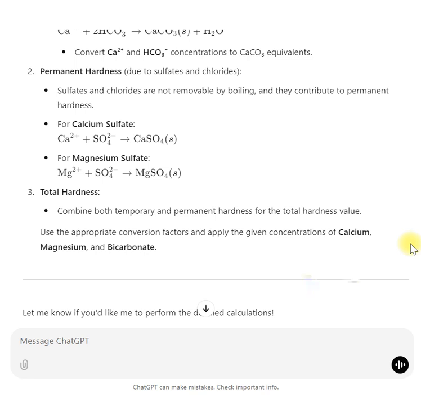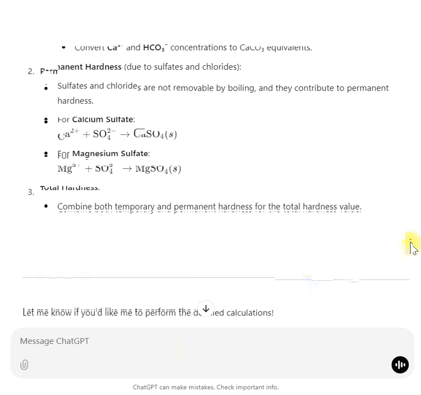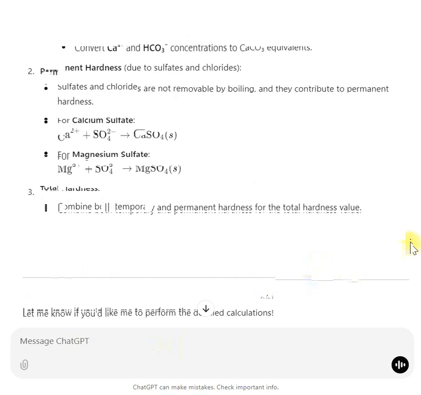3. Total hardness. Combine both temporary and permanent hardness for the total hardness value. Use the appropriate conversion factors and apply the given concentrations of calcium, magnesium, and bicarbonate. Let me know if you'd like me to perform the detailed calculations.